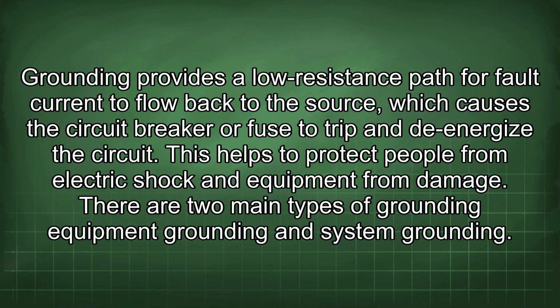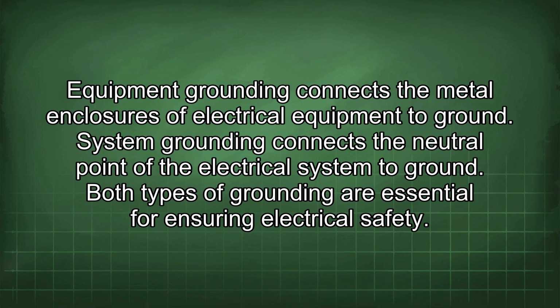There are two main types of grounding: equipment grounding and system grounding. Equipment grounding connects the metal enclosures of electrical equipment to ground. System grounding connects the neutral point of the electrical system to ground. Both types of grounding are essential for ensuring electrical safety.